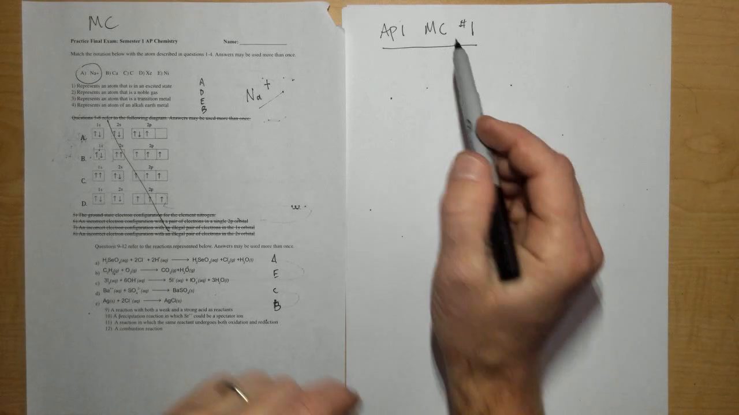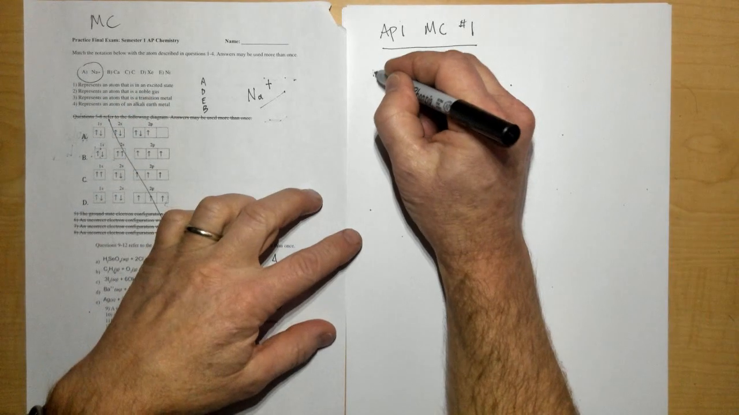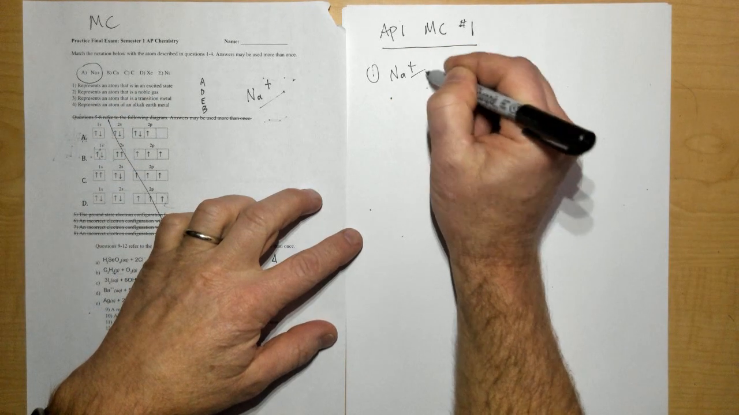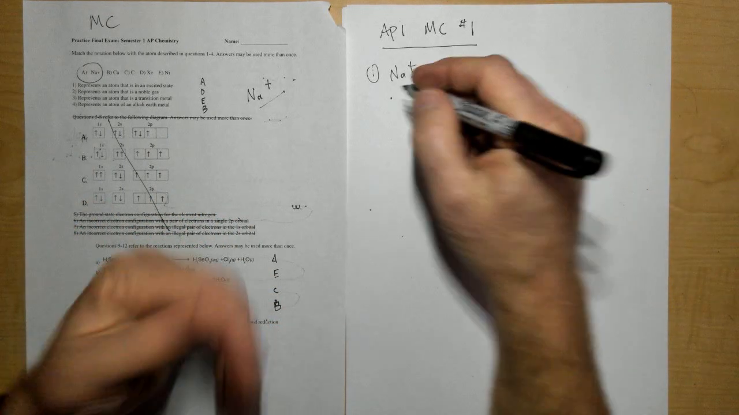Okay, so this is the multiple choice. Number 1 represents an atom that's in an excited state. In a positive, it's lost one electron. It's not in its normal ground state.